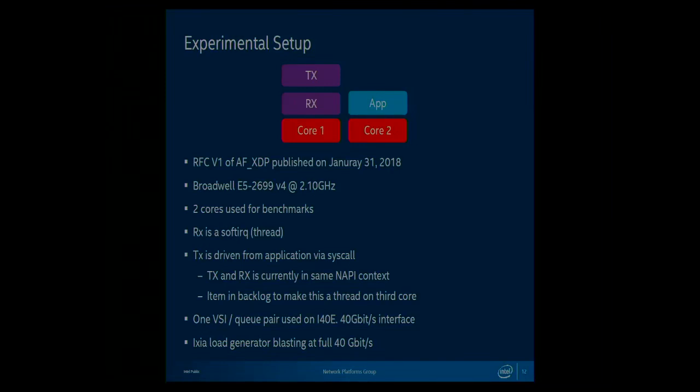So they will compete, as you will see in some of the benchmarks where we use both TX and RX. We only use 1 queue pair. It's a 40 gigabit NIC, and we use a load generator blasting it with full 40 gigabits a second traffic all the time.